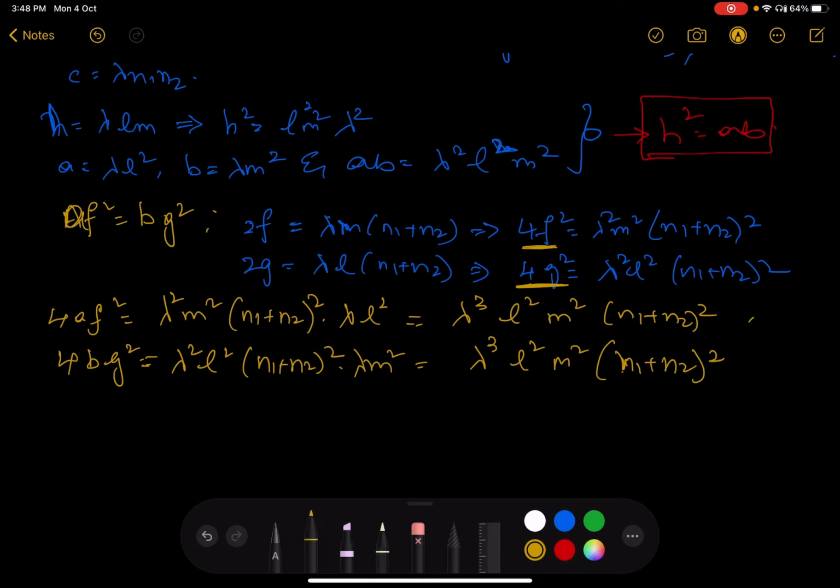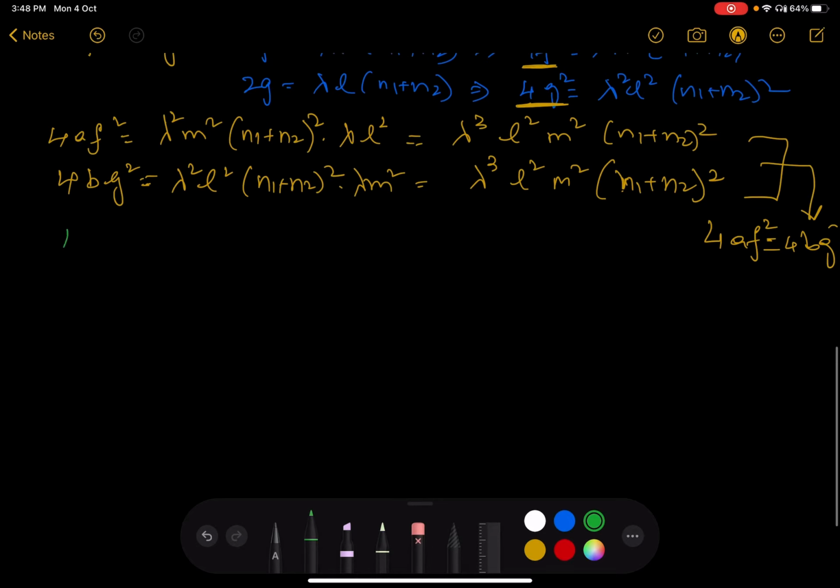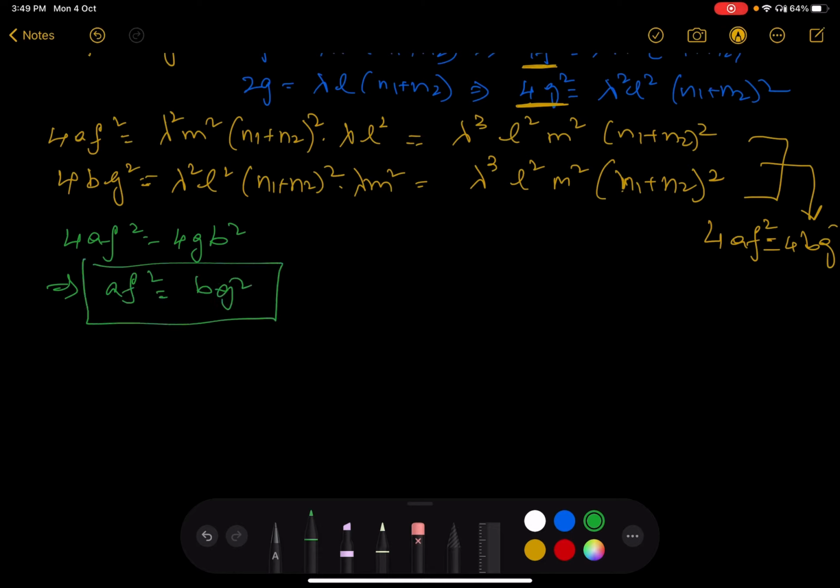So we can clearly see from these both equations that 4af square is equal to 4bg square. So let us substitute it here. What we get, 4af square is equal to 4gb square. That implies af square is equal to bg square. So our second condition is also proved here. So if a given curve S represents a pair of parallel lines, then h square is equal to ab, which is proved before, and af square is equal to bg square.